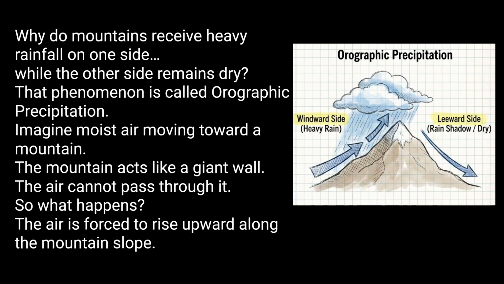Why do mountains receive heavy rainfall on one side, while the other side remains dry? That phenomenon is called orographic precipitation. Imagine moist air is moving towards a mountain. The mountain acts like a giant wall. The air cannot pass through it. So what happens? The air is forced to rise upward along the mountain slope.